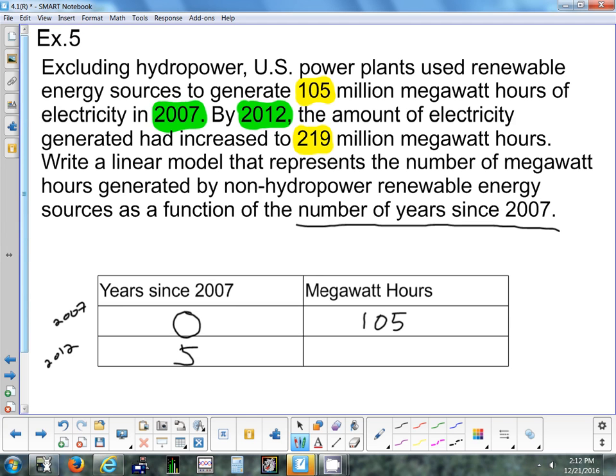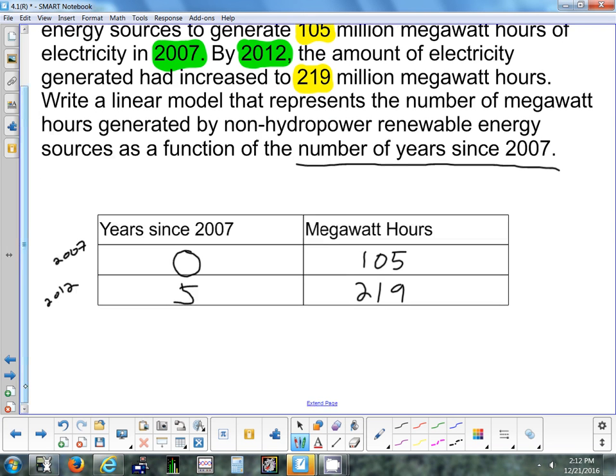105. Now, 5 years later, in 2012, how many megawatt hours did they produce? 219. Guys, you don't have to write it out as a million or anything like that. Just 105 and 219 is fine.